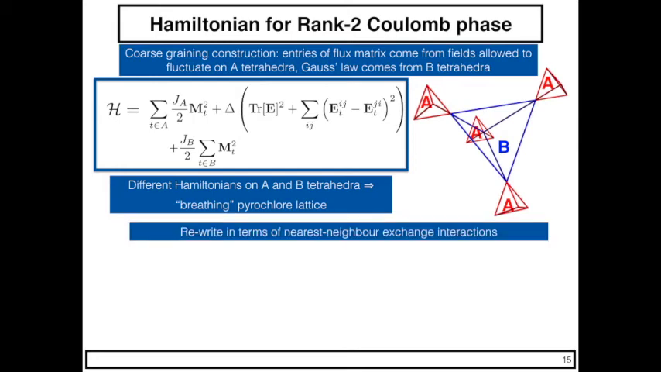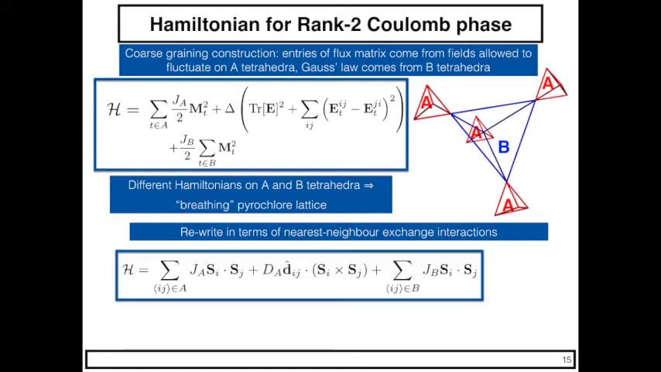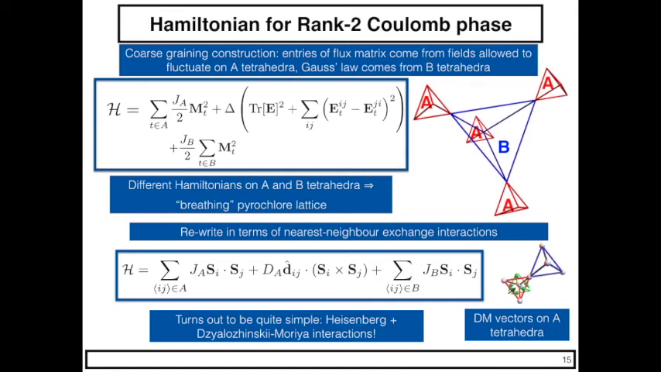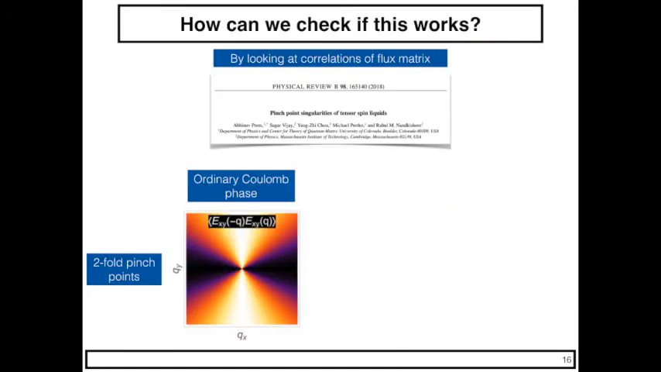The interesting thing is then that we can reconvert our new Hamiltonian, which is in terms of m's and E's, back into one written in terms of the original spins. And when we do that, the outcome is surprisingly simple. It only involves Heisenberg and Dzyaloshinskii-Moriya interactions, which are very common types of spin-spin interaction. So our construction has given us a simple spin model, which, based on our analytic arguments, should yield a rank-2 Coulomb phase at low temperature. We now want to check this using numerics to see if it really works.